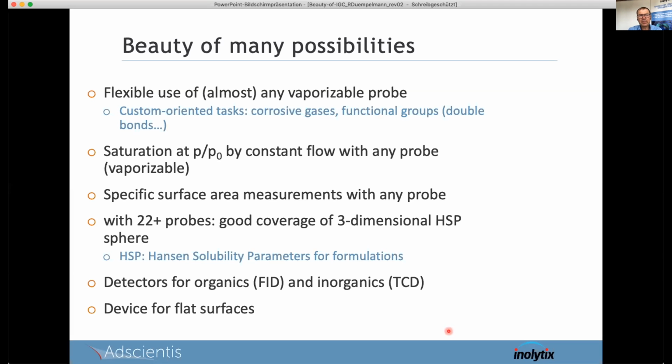Also important here, detectors for organics and inorganics. So we have the FID detector, very sensitive, good, but also a thermal conductivity detector for gases like water or other gases. And finally, yes, we have seen in the poll that there are quite a few people interested in flat surfaces. Take advantage of this device. It's really a great tool too.